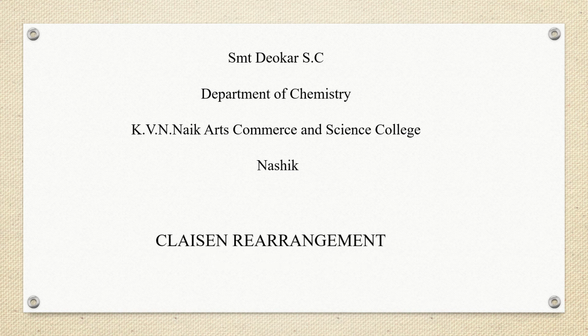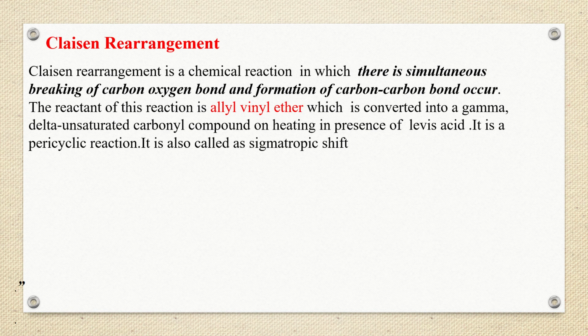Today we will emphasize Claisen's rearrangement. Claisen's rearrangement is a rearrangement in which there is simultaneous breaking of a carbon-oxygen bond and formation of a carbon-carbon bond. The reactant of this reaction is allyl vinyl ether, which is converted into a gamma delta unsaturated carbonyl compound.